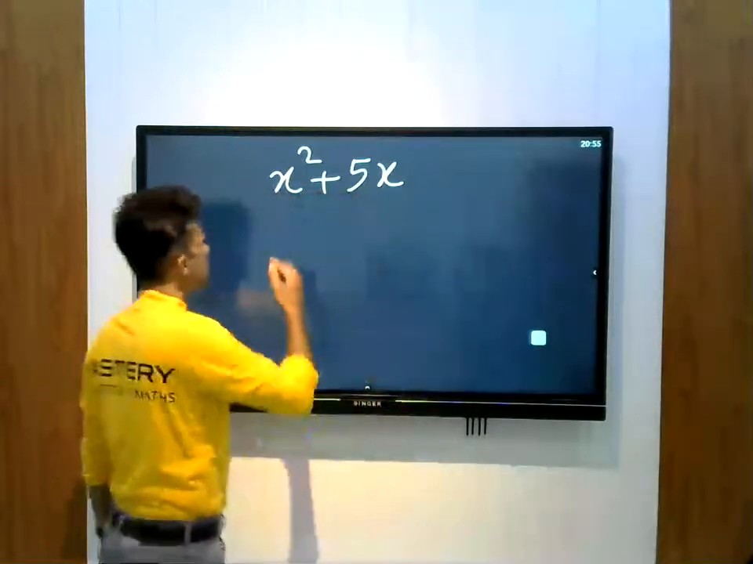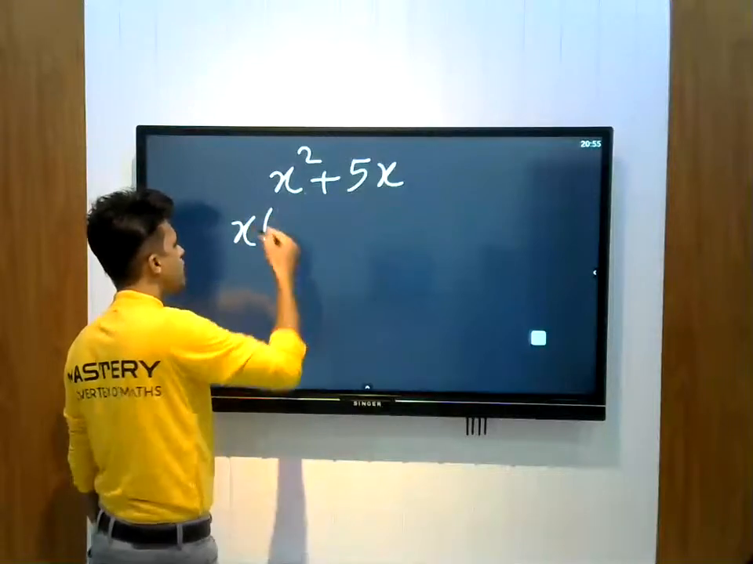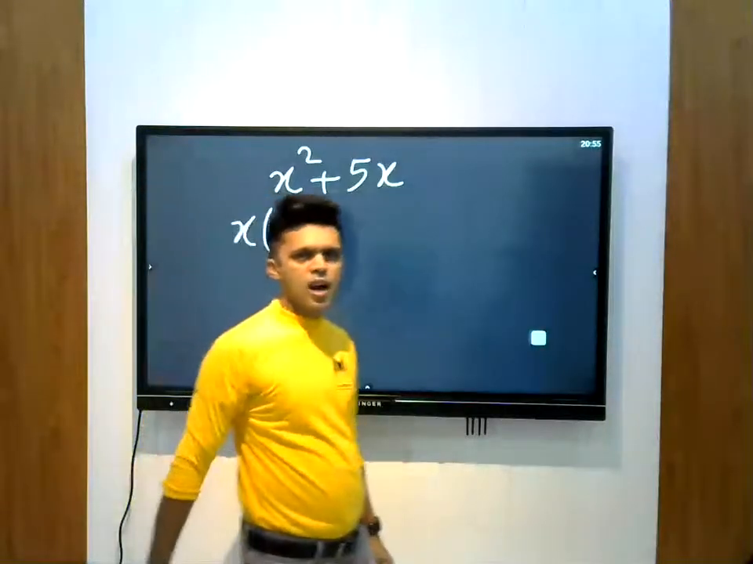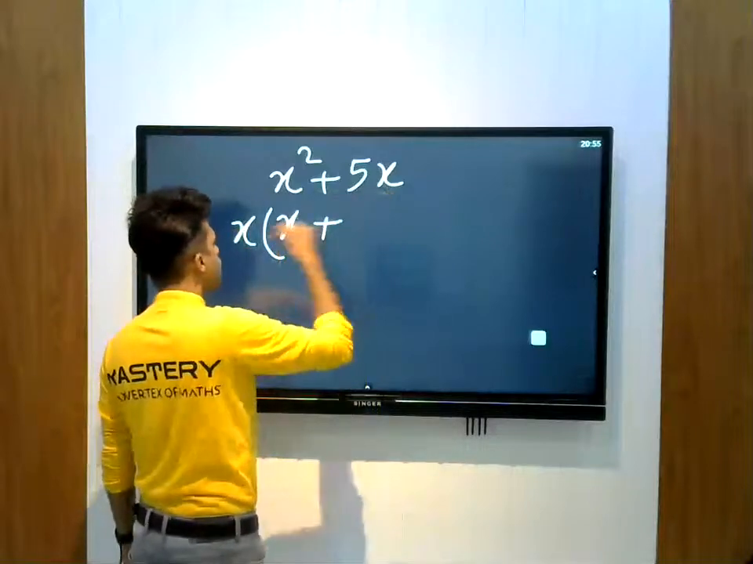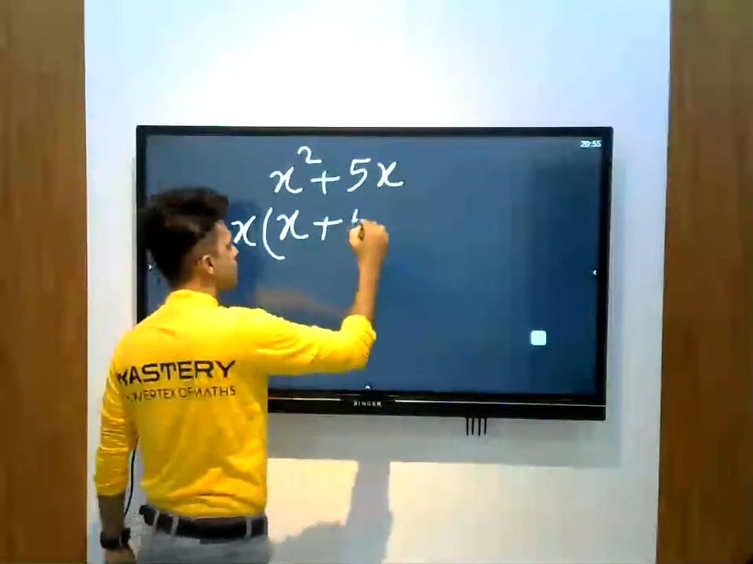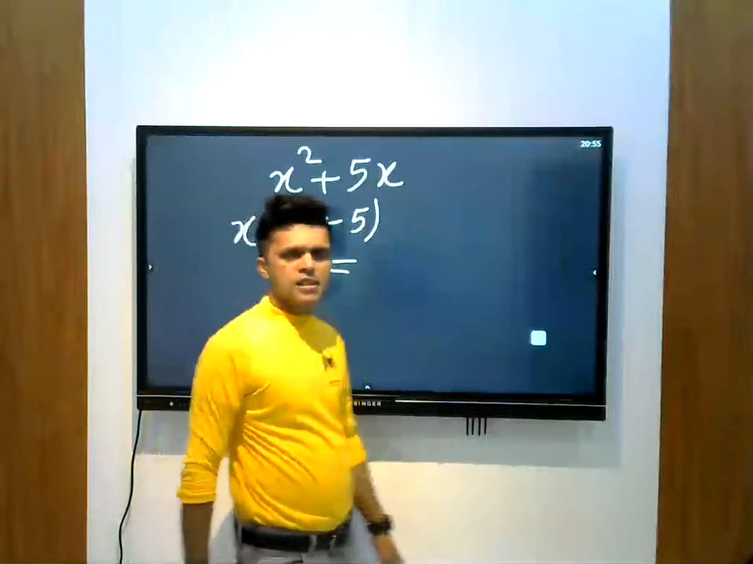So what is the common factor here? The common factor is x. When you take x from x squared, that leaves x. Then 5x divided by x is 5. You can factorize this expression in this way.